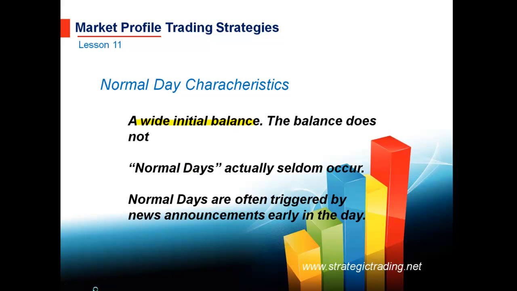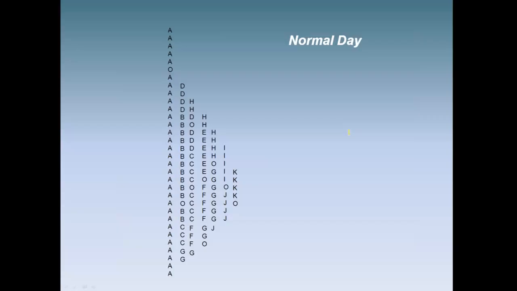Why are we going in a loop here? Okay, let's begin with the normal day print and take a look at how that develops. We get a wide initial balance, so take a look at the A period here and look at how much wider it is than most typical days.